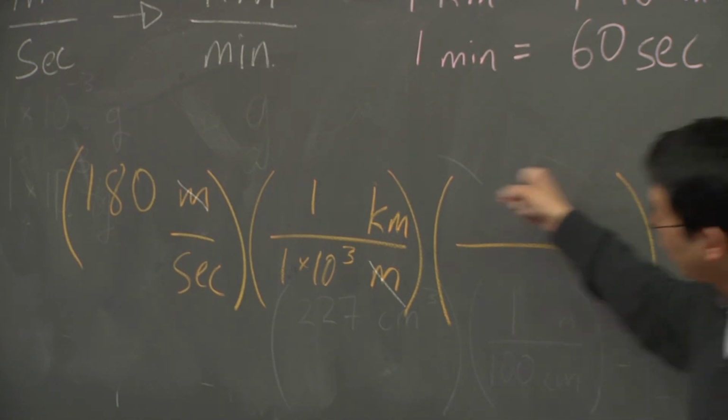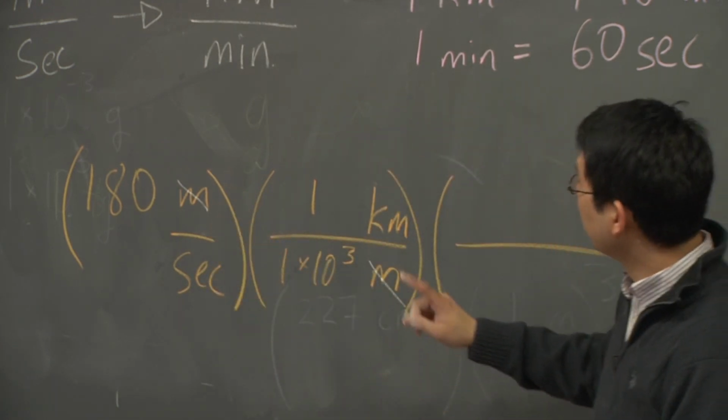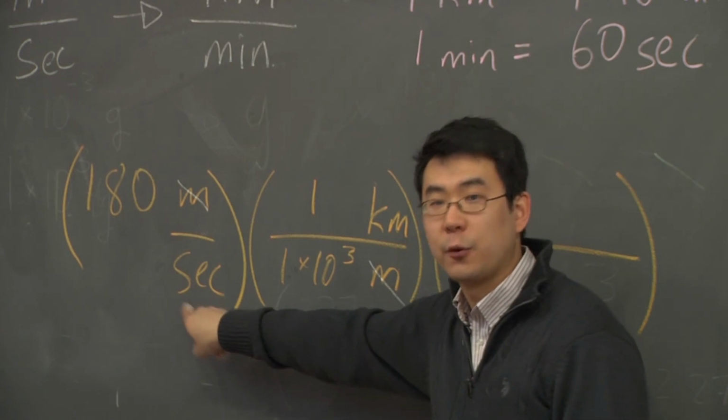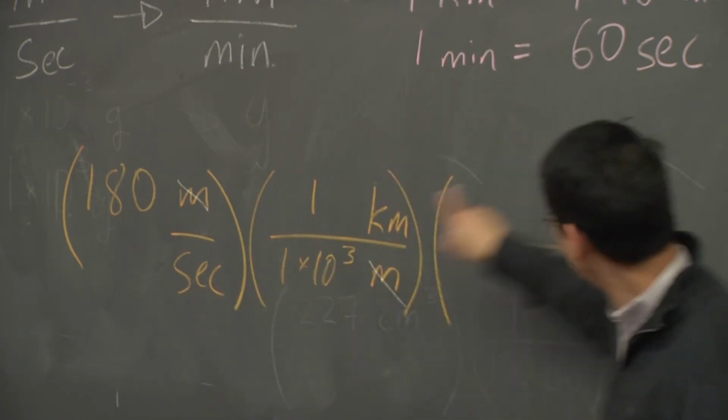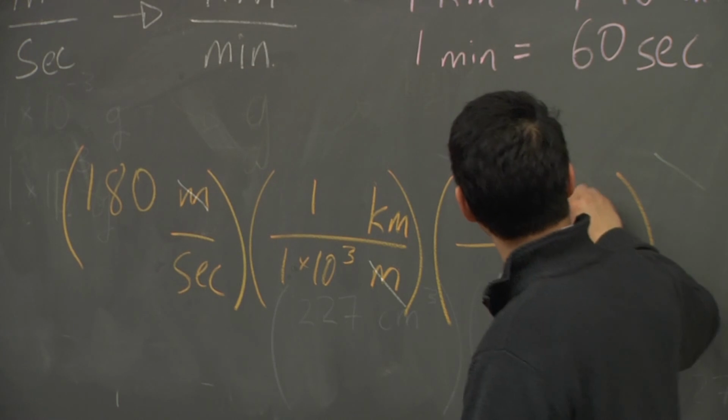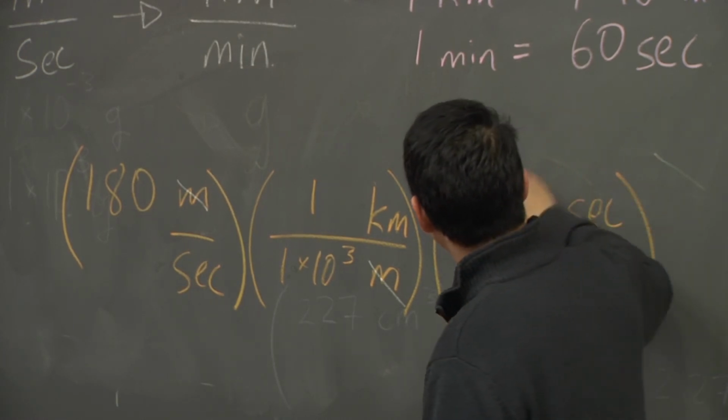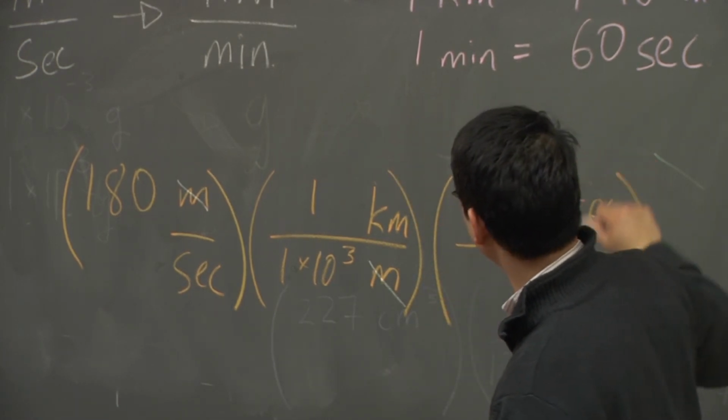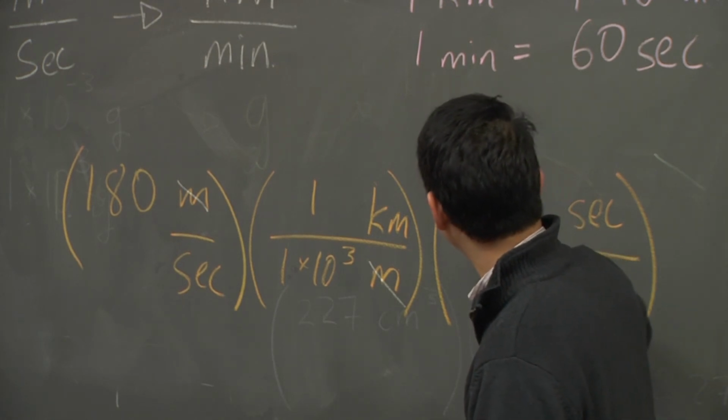Top, because we've always been putting them on the bottom, but now seconds is already in the bottom. How do I get rid of something in the bottom? I put it on the top. So 60 seconds, and 1 minute.